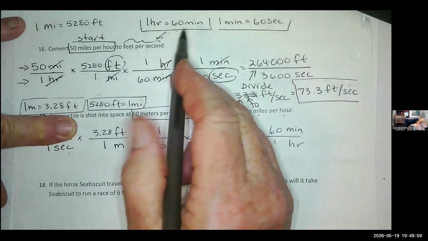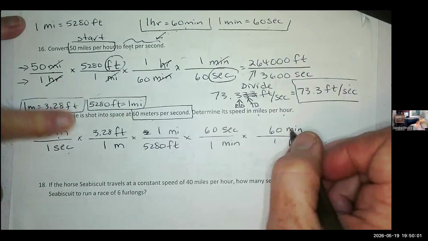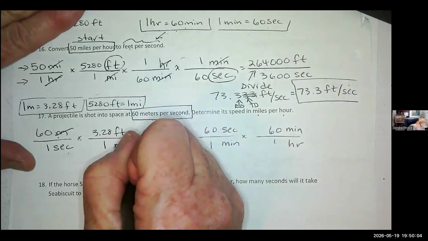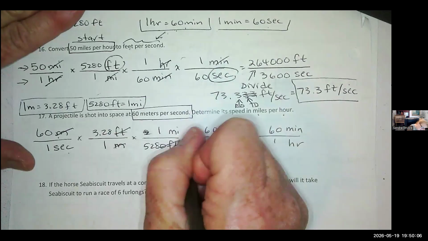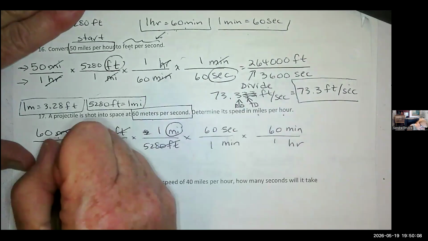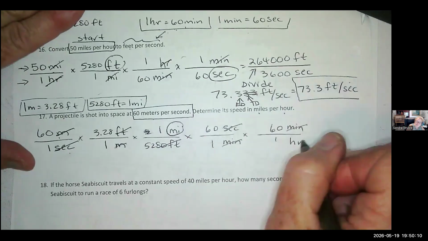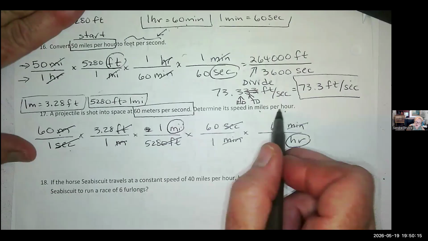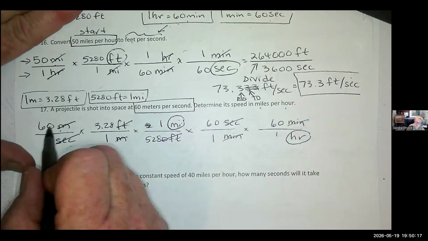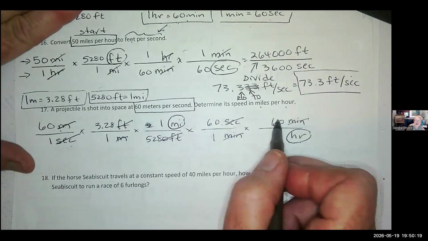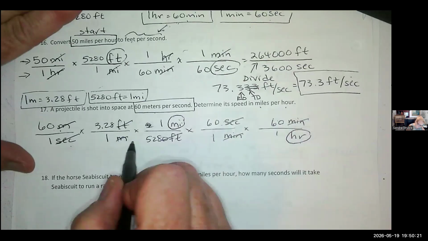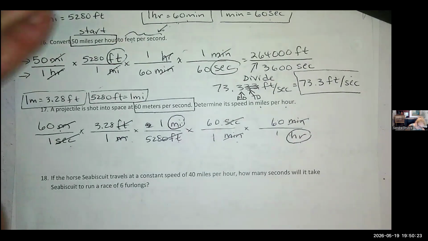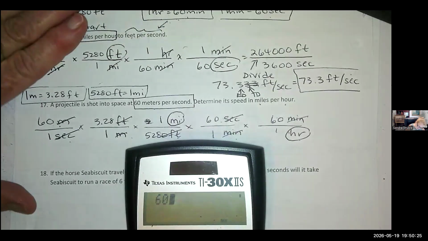Multiplying straight across. Meters are gone, feet are gone, we're left with miles. Seconds are gone, minutes are gone, we're left with miles per hour. That's what we want, miles per hour. We need to multiply all of these numbers up top, and then we're going to multiply all the numbers in the bottom, and then we're going to divide. 3.28 times 60 times 60.